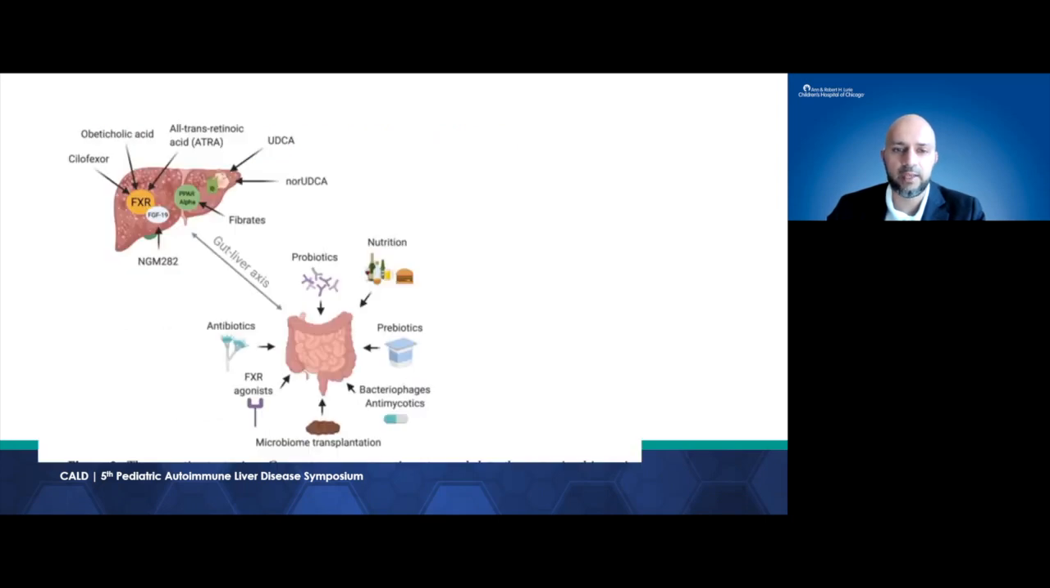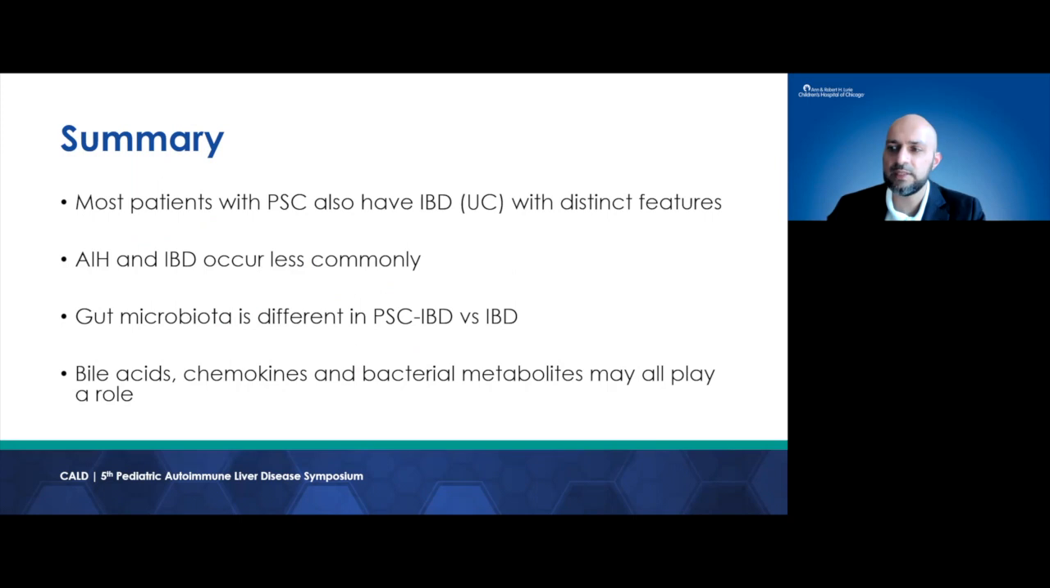Here you can see in this graph again on the bottom right, looking at the intestine, you have FXR agonists, antibiotics, prebiotics, and nutrition. And on the liver side, you have some medications such as ursodeoxycholic acid and FXR agonists and fibrates. So in summary, most patients with PSC also have IBD, usually ulcerative colitis with distinct features. Autoimmune hepatitis and IBD occur less commonly, and the gut microbiota is different in patients who have PSC compared to those with PSC IBD versus IBD. And bile acids, chemokines, and bacterial metabolites may all play a role.